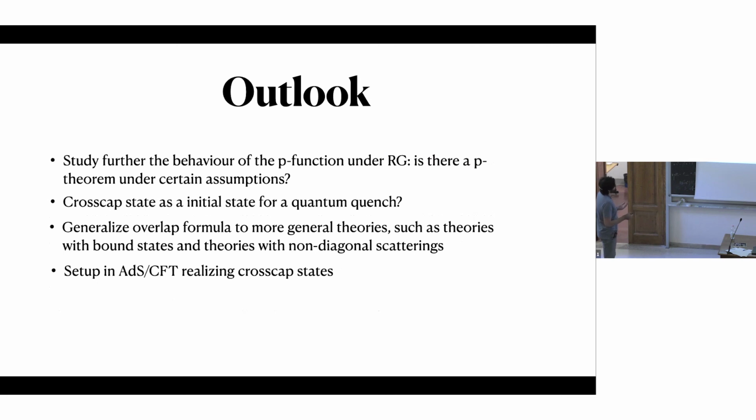We have seen that these Crosscap states are long-range entangled. So what happens if you start doing quantum quenches using them as initial states, something that people have done with the boundary states, which are short-range entangled? So maybe this is an interesting question.